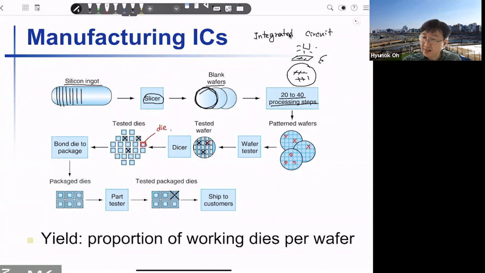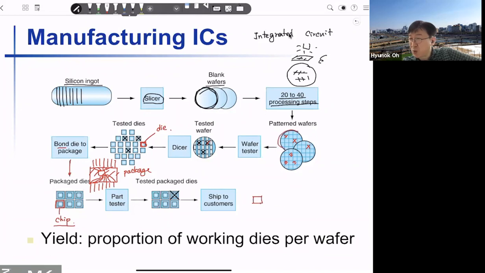And for each die, it does the packaging. Packaging means using plastic or some other materials to protect this die. And also there is some leg, and the die is interconnected to this leg, and then covered. After packaging, it is a chip. After making the package, it is tested again. And finally, the chip is shipped to the customer. So that is from the silicon ingot to the final chip.